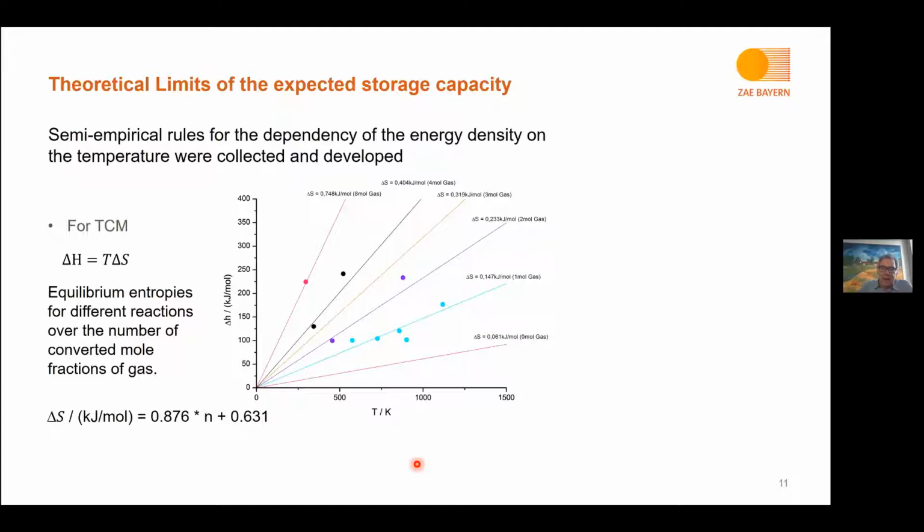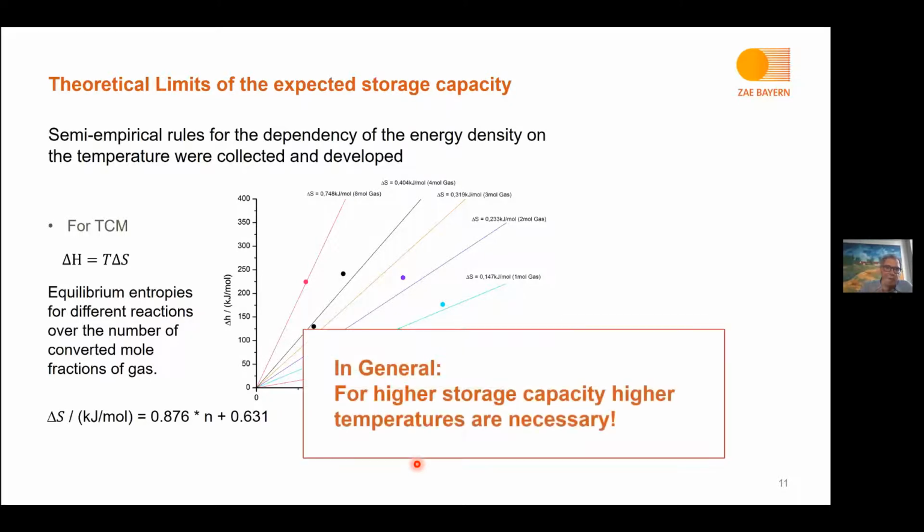So I still believe there might be a possibility to define theoretical limits from a thermodynamical approach. But in fact, we had no time to go further into this topic. What we found in general is that for higher storage capacity, higher temperatures are necessary. That's a little bit too general, but it's not that bad, because it means it's very unlikely to find a material which has a higher storage capacity performing at a lower temperature.